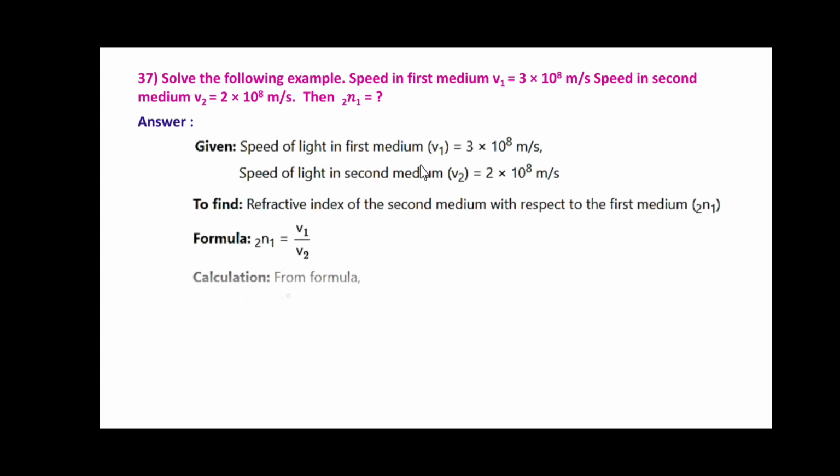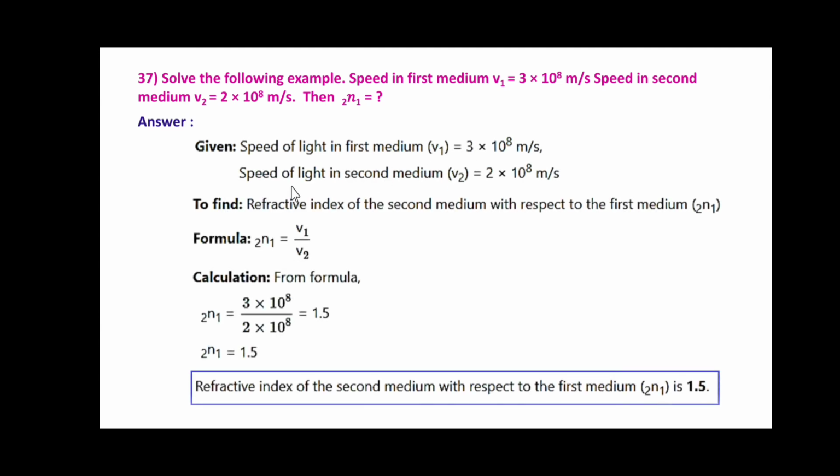Given: the speed of light in the first medium, V1, is equal to 3 into 10 to the power 8 meters per second. The speed of light in the second medium, V2, is equal to 2 into 10 to the power 8 meters per second. We have to find the refractive index of the second medium with respect to the first medium, that is 2n1. The formula is 2n1 is equal to V1 upon V2.